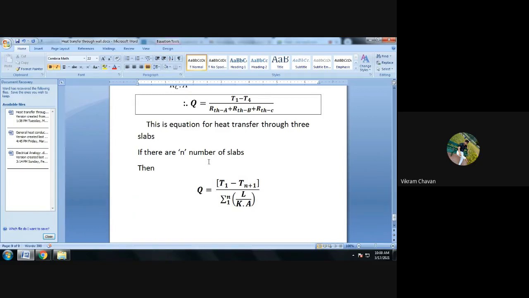Getting everyone? Whether you understood? So the write-up part we will do in the next lecture. Okay, so whether you understood or not, please let me know in the chat box.